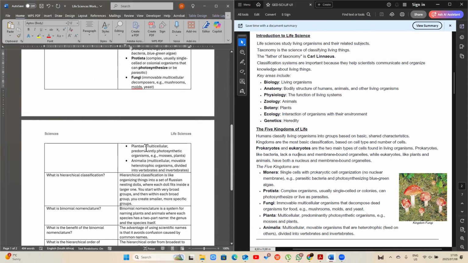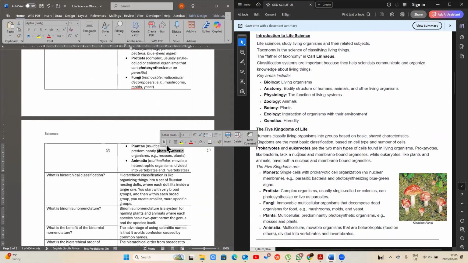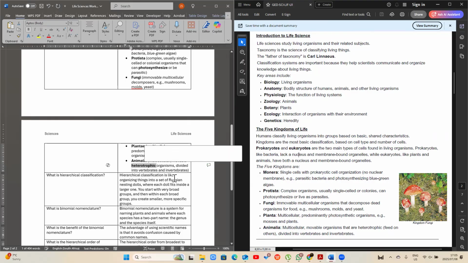Our last two kingdoms are then the kingdom Plantae and the kingdom Animalia. The kingdom Plantae and Animalia are both multicellular, meaning they have more than one cell. But the main difference here is that kingdom Plantae are photosynthetic, meaning that they are going to be able to create their own food and their own energy by using the sun's energy. The kingdom Animalia, however, they are not photosynthetic. They are known as heterotrophic.